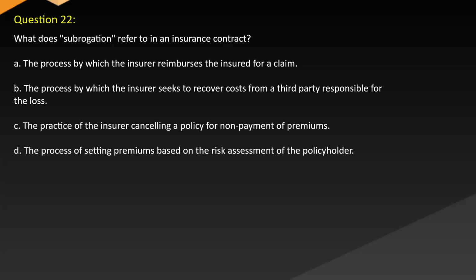Question 22. What does subrogation refer to in an insurance contract? A. The process by which the insurer reimburses the insured for a claim. B. The process by which the insurer seeks to recover costs from a third party responsible for the loss. C. The practice of the insurer cancelling a policy for non-payment of premiums. D. The process of setting premiums based on the risk assessment of the policyholder.